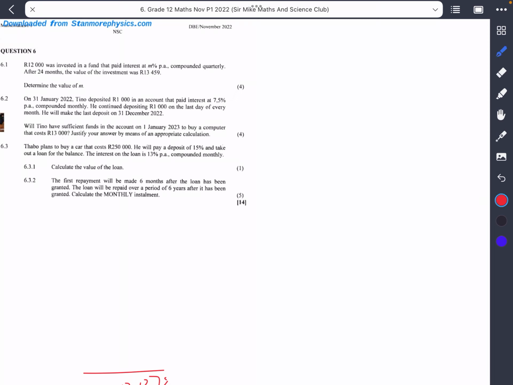Now remember that the car costs 250,000, but Tabo would deposit 15% of that 250,000. So what we can do is find out how much the deposit would be, and then subtract it from the 250,000, and then we would get the value of the loan, the amount that Tabo would take as a loan. So I'm just going to erase that again, so that we have somewhere to write. Now I'm just going to write that aside.